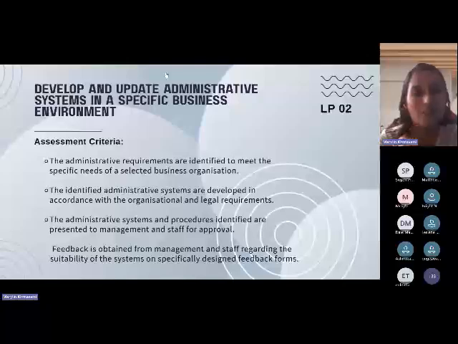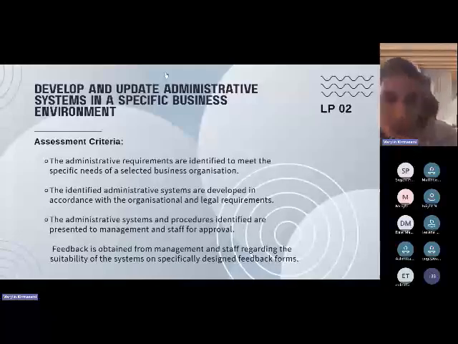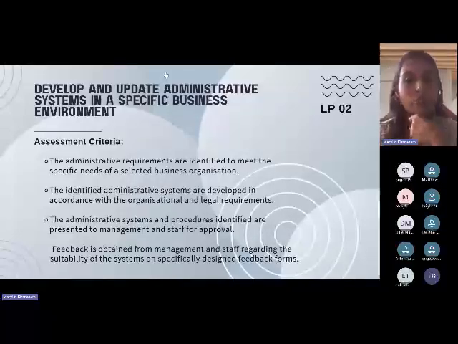Let's look at the assessment criteria. The administrative requirements are identified to meet the specific needs of the selected business organization. The identified administrative systems are developed in accordance with the organizational and legal requirements. The administrative systems and procedures identified are presented to management and staff for approval, and feedback is obtained from management and staff regarding the suitability of the systems on specifically designed feedback forms. That is your assessment criteria for lesson plan 2, or module 2 for this unit standard.